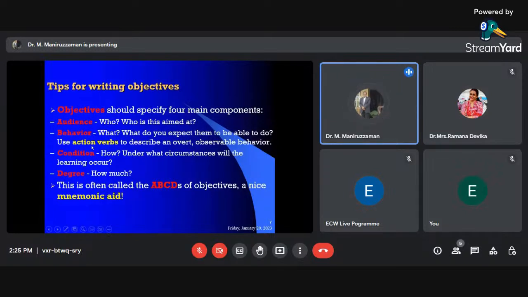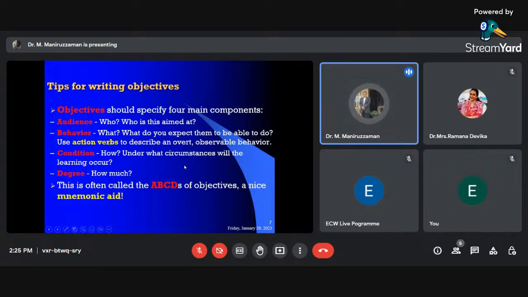Condition means how, under what circumstances or conditions will learning take place. And finally, degree, how much. It means how much our students will be able to achieve something, and how much must be measurable. It may be numerically measurable, 1, 2, 3, or in terms of percentage, 1% or 5% or 10% in different units, but not based on conjectures or guesses.